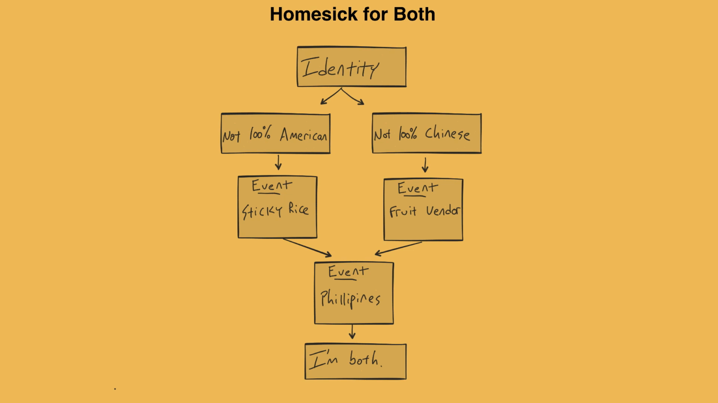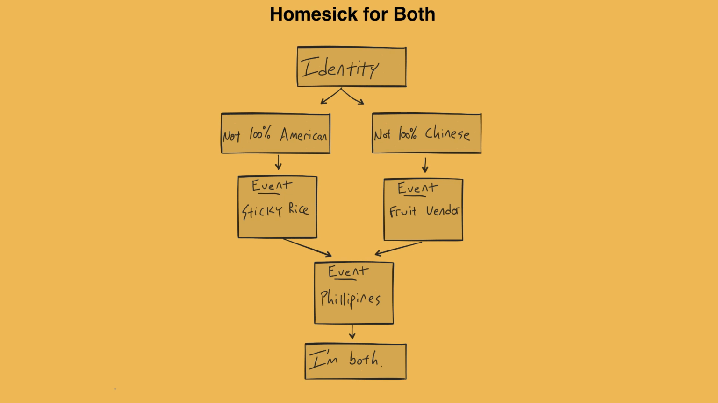down to her identity. She broke her identity into two main components. First, she didn't feel 100% American, even though she was an American citizen. And she illustrated that with a specific event. She was in school, and she brought a Chinese dish, sticky rice, and the other kids turned up their nose in disgust. Then she spoke about how she didn't feel 100% Chinese, even though she was ethnically Chinese.